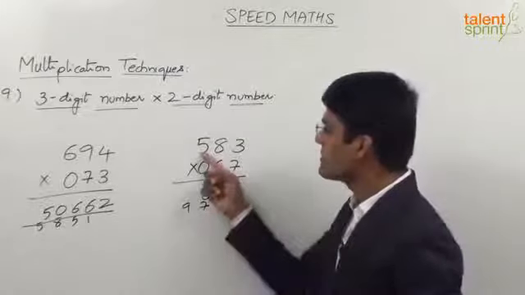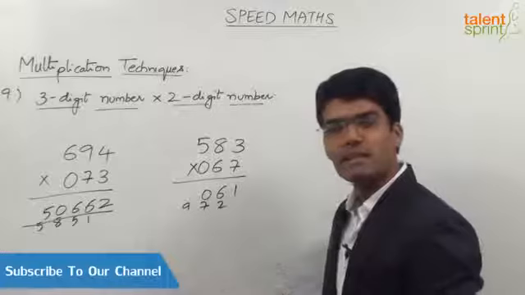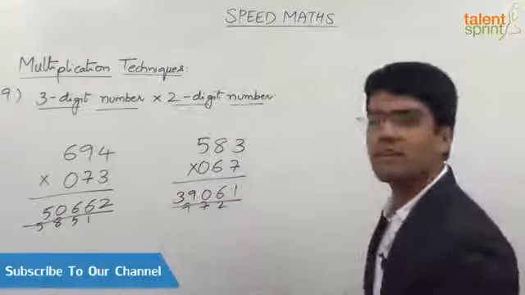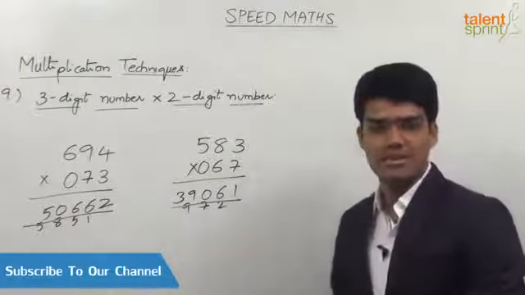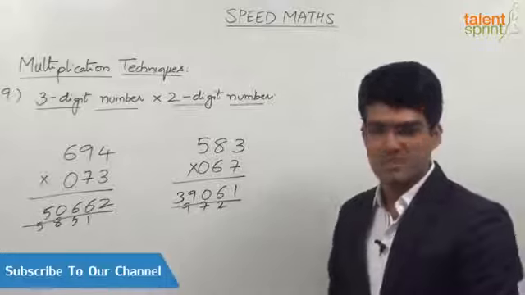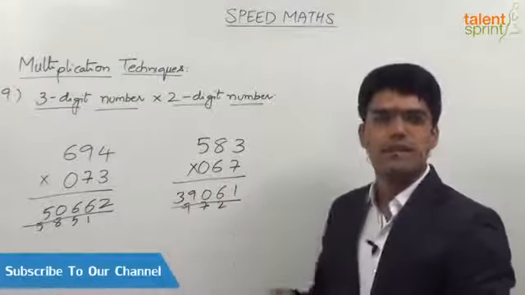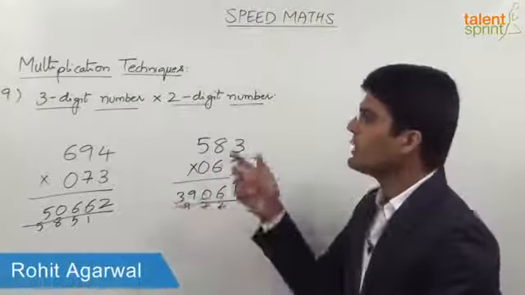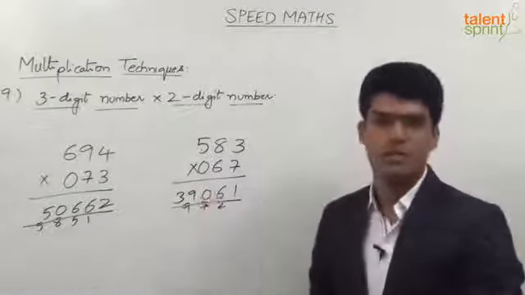So the fourth step here was 5 into 6, 30 plus 0, 30, and 9 is the carry. 30 plus 9 is 39. So the answer for this multiplication here, that is 583 into 067, will be equal to 39,061. So as you can see, multiplication of a 3-digit number with a 2-digit number is quite similar to what we have done in 3-digit multiplication. So this is how you can multiply a 3-digit number with a 2-digit number, by placing a 0 in front of the 2-digit number.